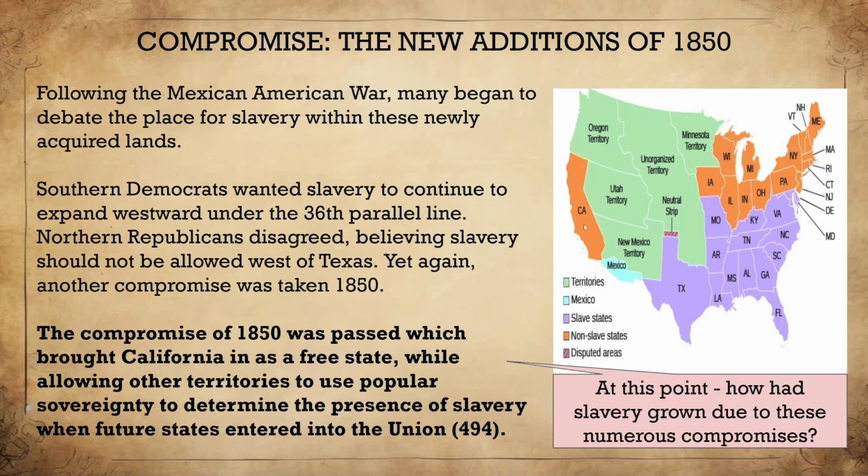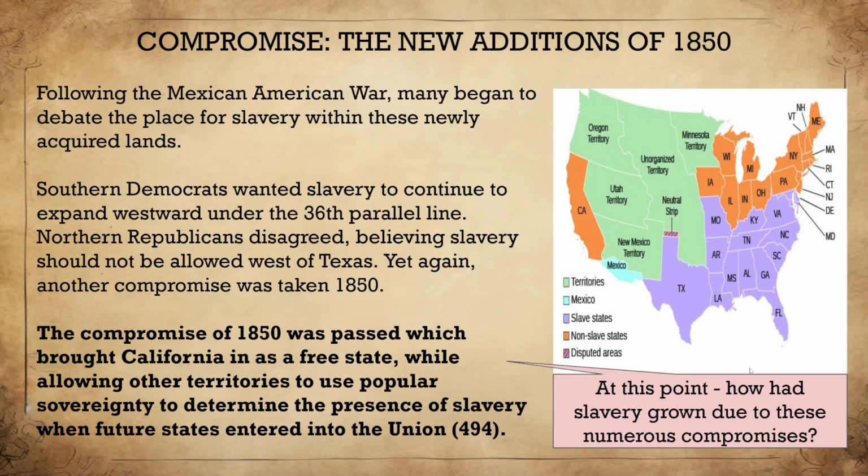California is brought in as a free state, while other territories in the future will be allowed to use popular sovereignty to determine the presence of slavery. Meaning, and we'll get to this in another class, that the settlers and the citizens of those territories will get to vote if they want the institution of slavery. And that is a huge issue for the Northern Republicans who are trying to stop the spread of slavery. Because now the federal government is not determining what's best for these territories to stop that. Now, citizens from anywhere can migrate in and continue to spread the institution of slavery.